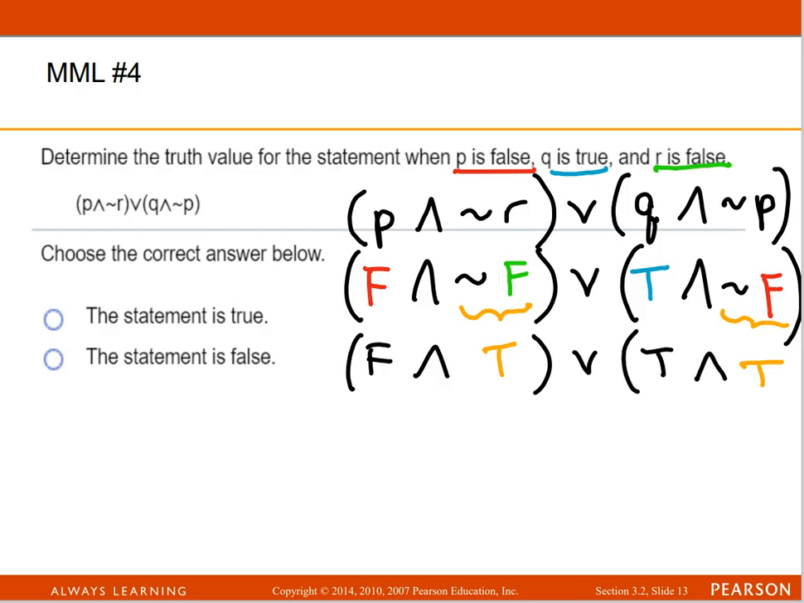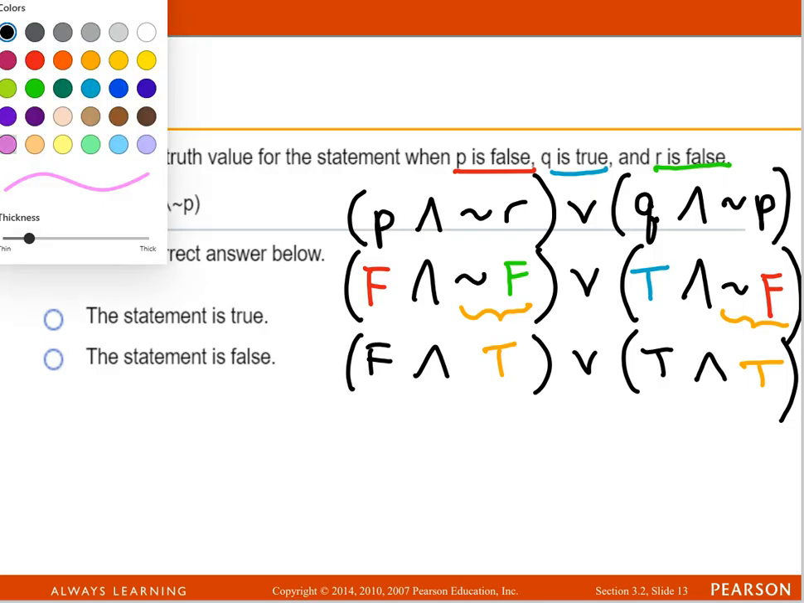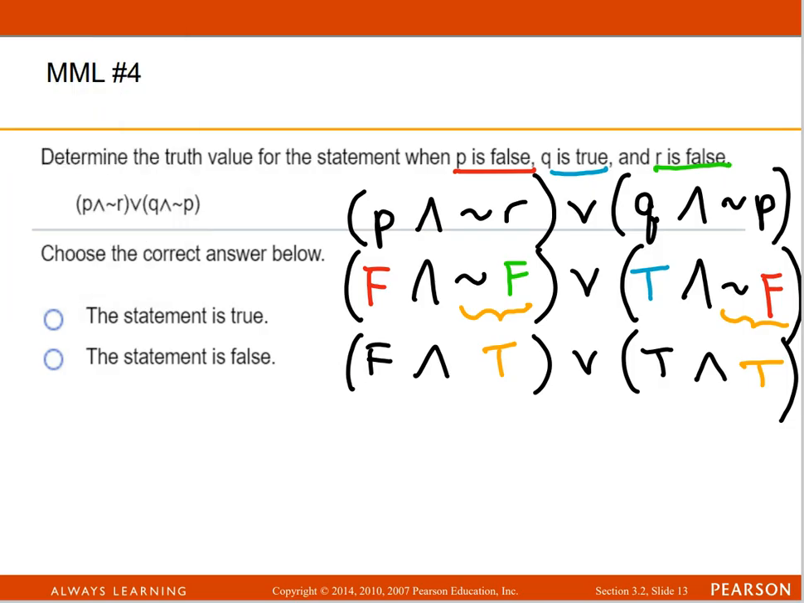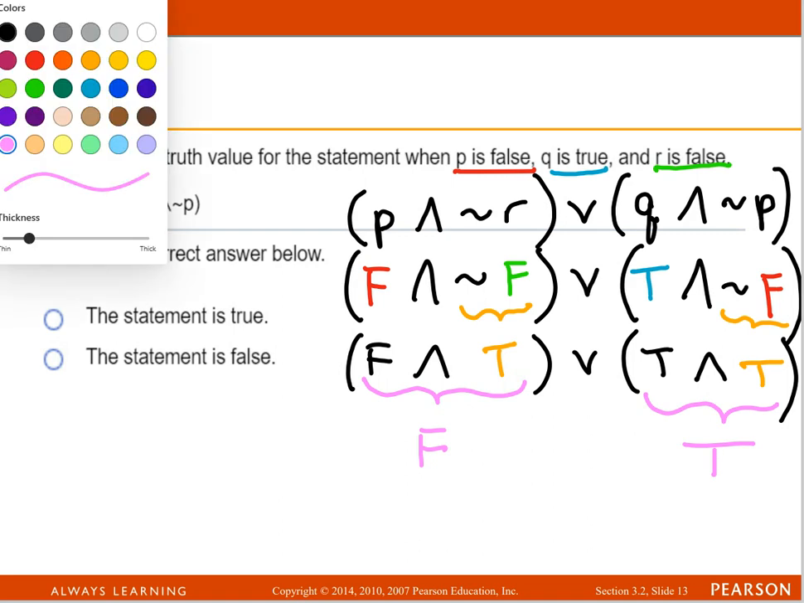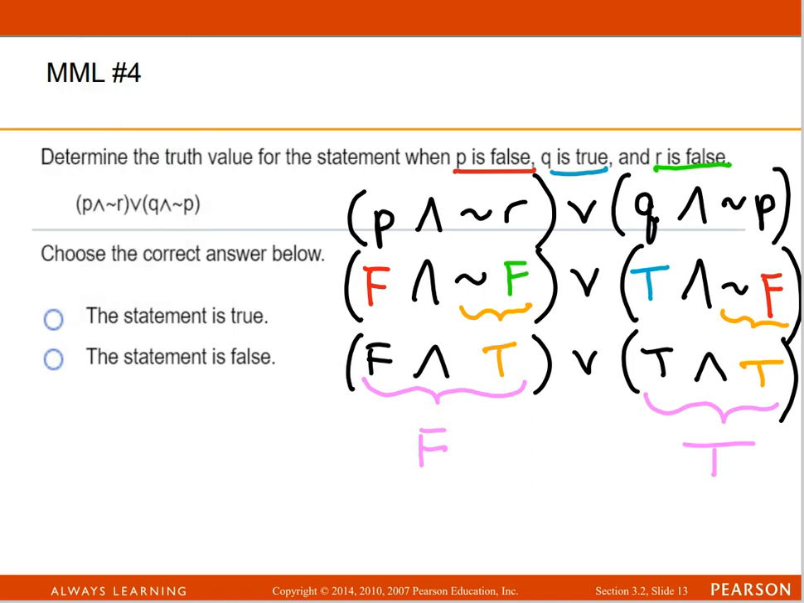And now both sets of parentheses have an and. So false and a true. Remember, on an and, they have to both be true to get a true. Otherwise, it's false. And over here, I have a true and a true, so that's a true. So I've done both sets of parentheses.